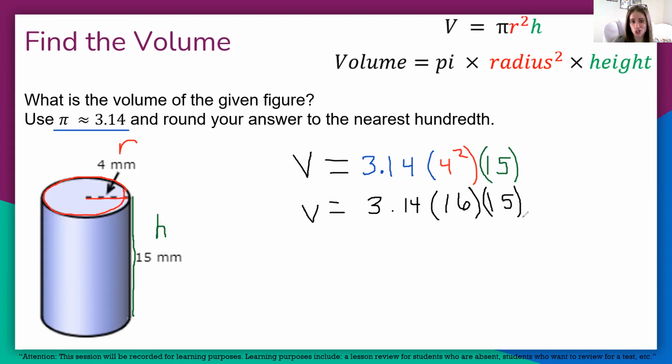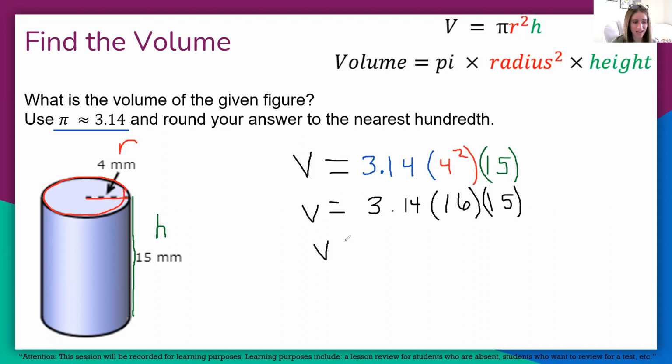This is a topic where you are allowed to use a calculator. The numbers are pretty large. You do have permission to do so. Now that we are all down to pure multiplication, we can go ahead and do that. So we're going to multiply 3.14 times 16 times 15.